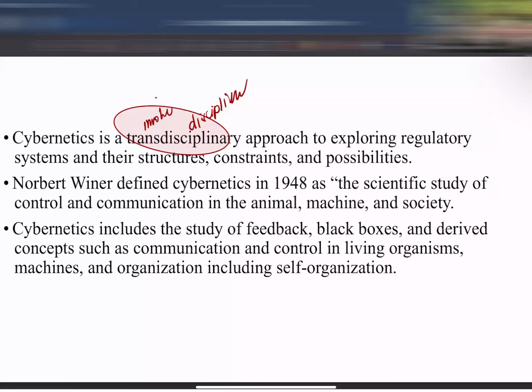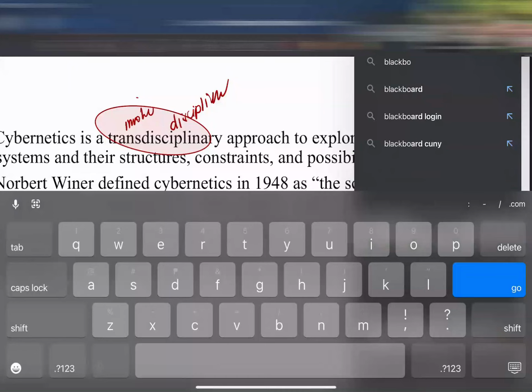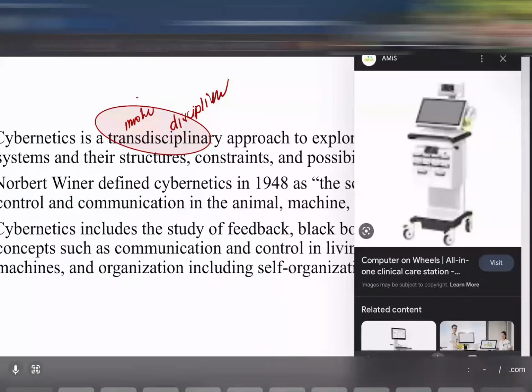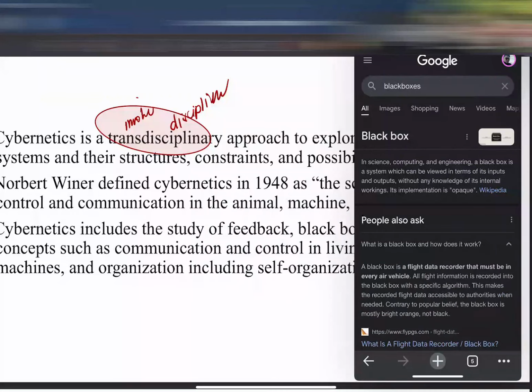Now what else? Cybernetics includes the study of feedback, the black boxes. I don't know if you've heard of black boxes that are found in your airplanes. So meron po tayong tinatawag na black box. A black box is a system which can be viewed in terms of inputs and outputs without the knowledge of its internal workings.